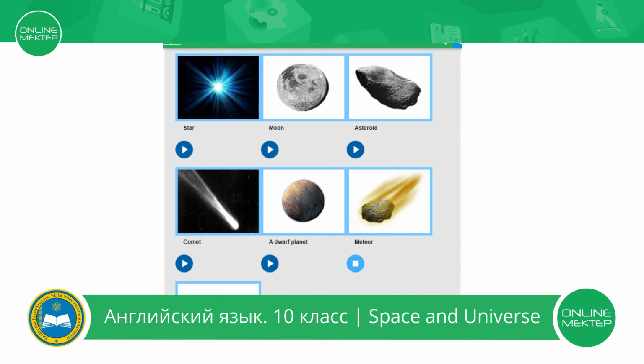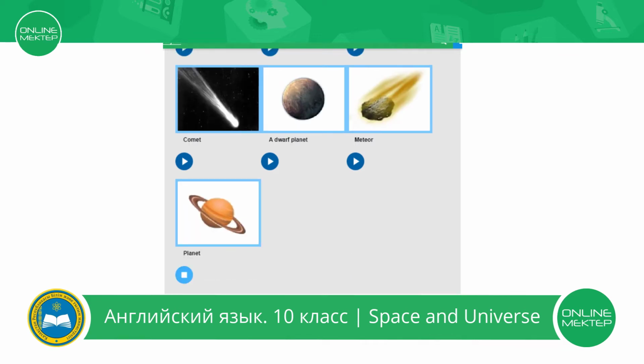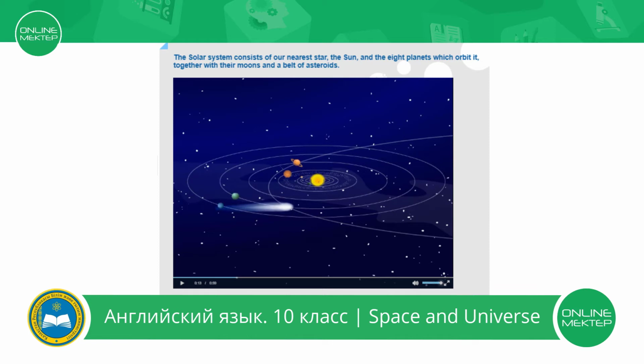A meteoroid is a small solid body, such as a rock or piece of dust, moving through space. If these burn up in the atmosphere of a planet, they are known as meteors or shooting stars. A planet is a large body which orbits a star. Planets are approximately spherical and are made up of solid materials, gases, and liquids. Now, as we are familiar with the key words, let's watch a video about the solar system.